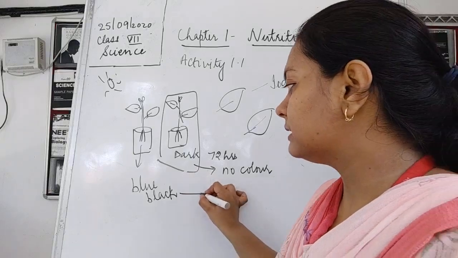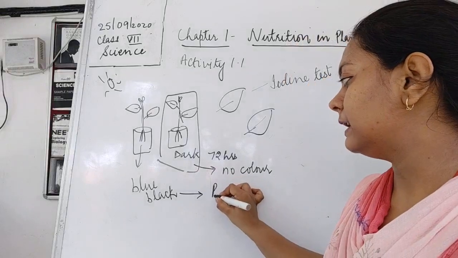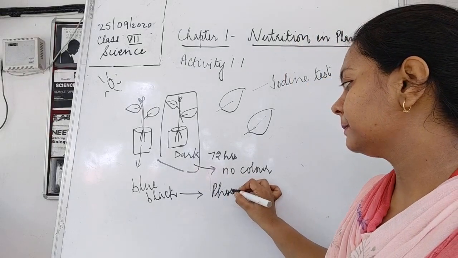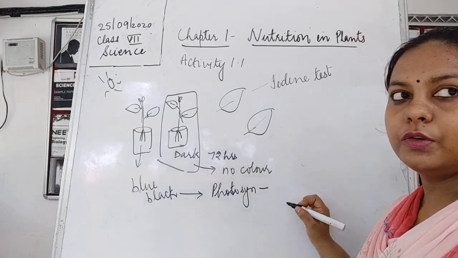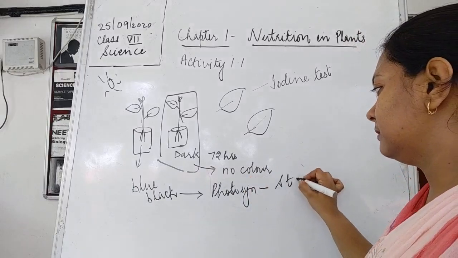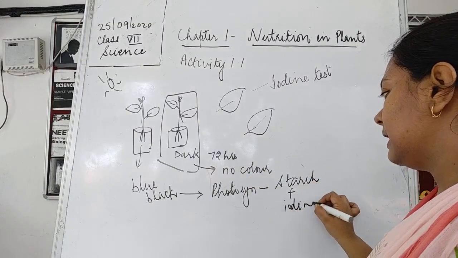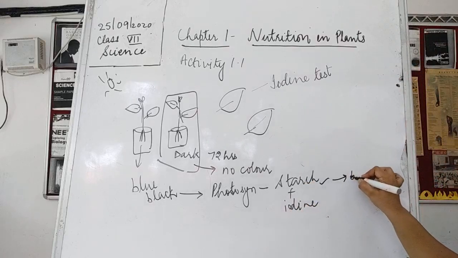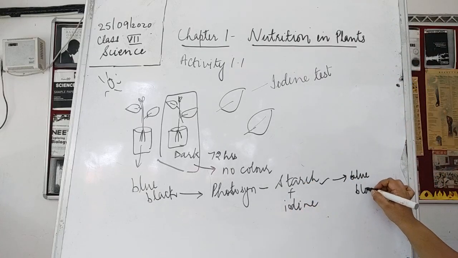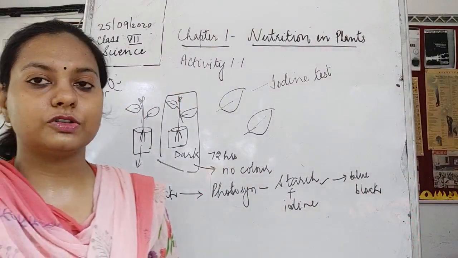So why was this result shown? This result was shown because in the presence of sunlight, photosynthesis was performed, and as a result of photosynthesis, starch was prepared. And you are adding iodine to it. As soon as iodine is added to the starch, it is going to give you the blue black color. So this is the iodine test, or the starch test, that we also do.